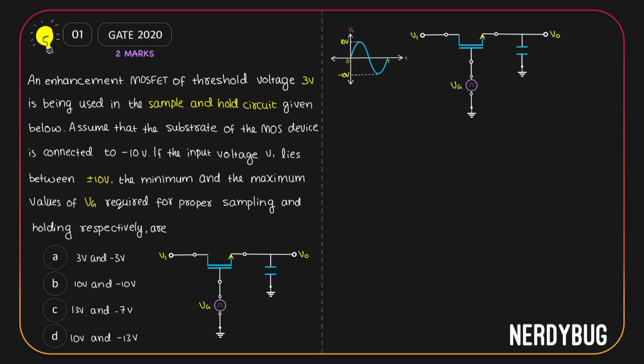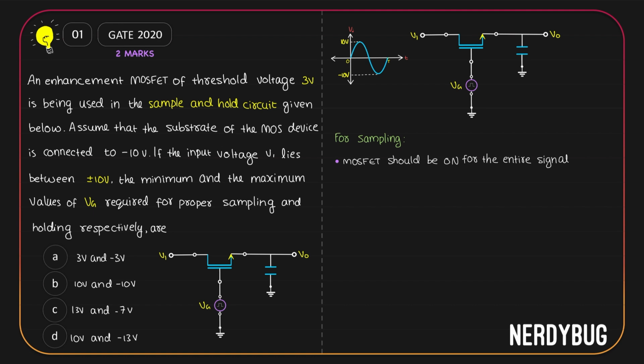When the MOSFET is on, it should be able to sample the entire signal. That means if the MOSFET is on, it should be on for the entire signal. And if it is off, it should be off for the entire signal. Let us start with the condition for sampling. For sampling, the MOSFET should be on for the entire signal.